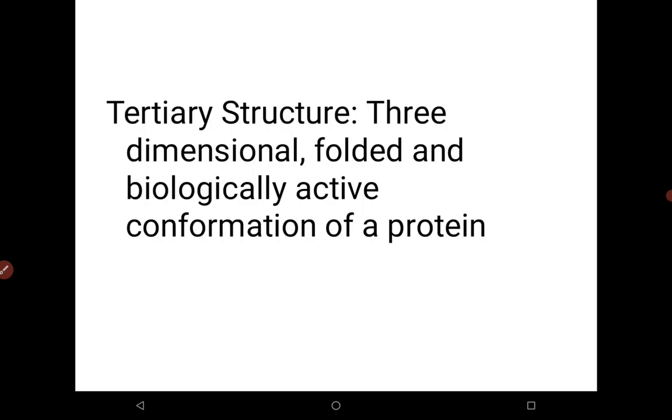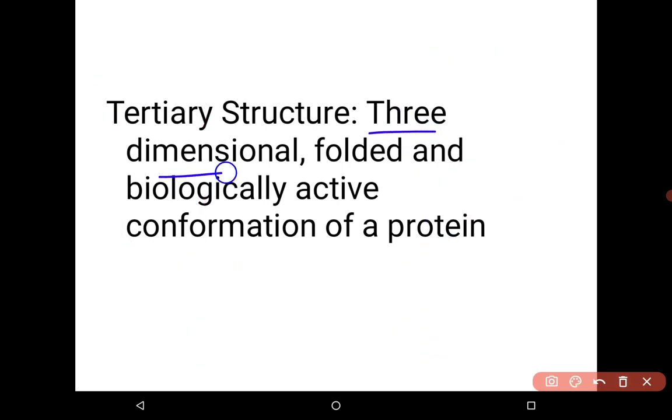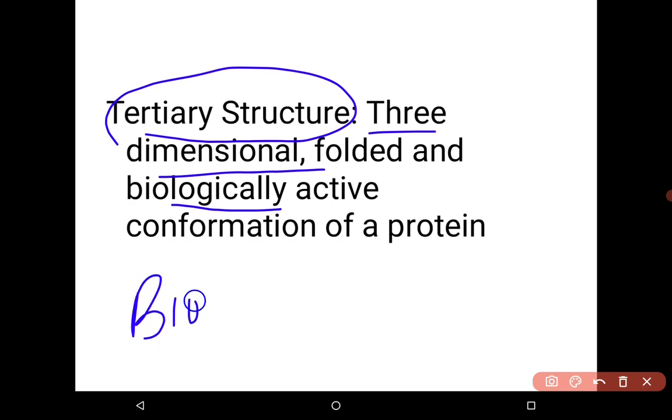Now the tertiary structure is a three-dimensional folded structure. After the secondary structure, the structure that will come up is the tertiary structure. Now at this point, the protein is biologically active.